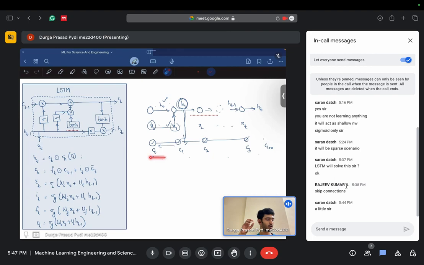Because now the gradient is flowing in this direction, if the length of this sequence is very long, you will still have the vanishing gradient problem. So it won't solve the problem completely, it will only reduce it, because it provides a simpler path for the gradient to flow.